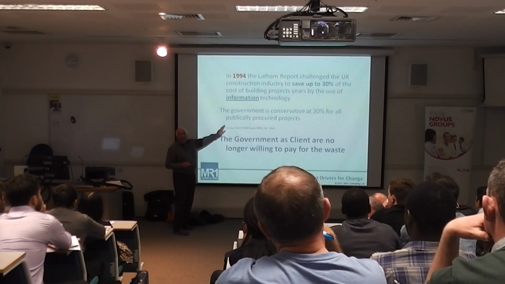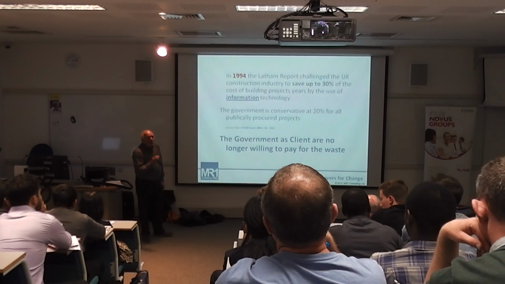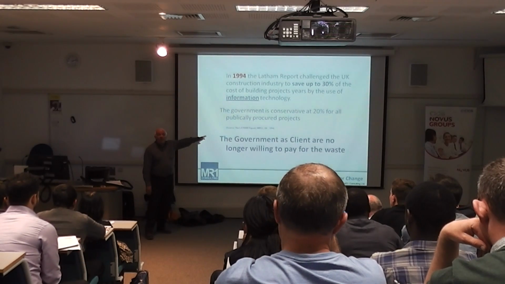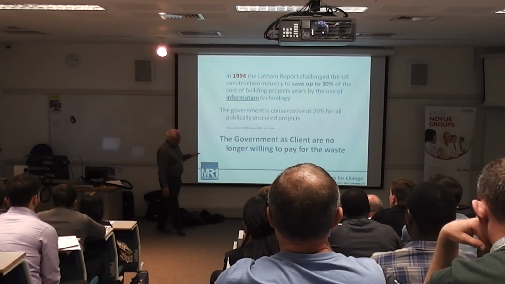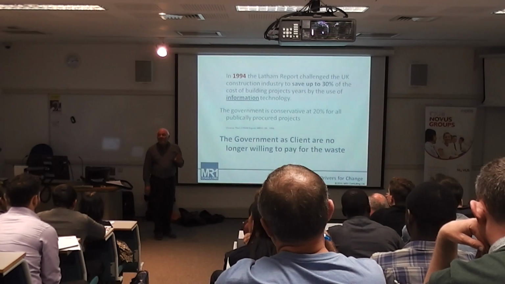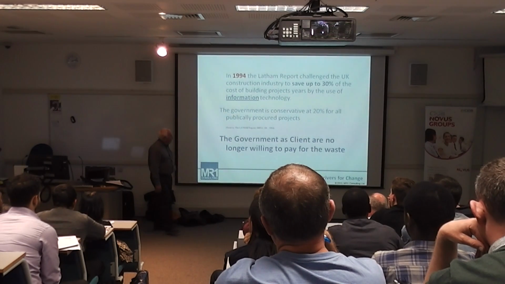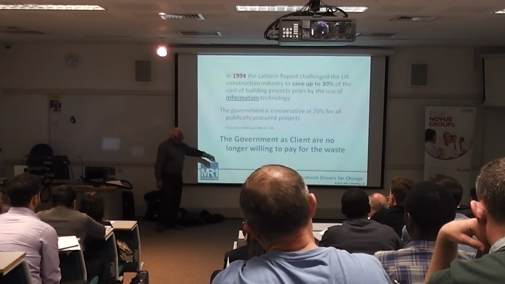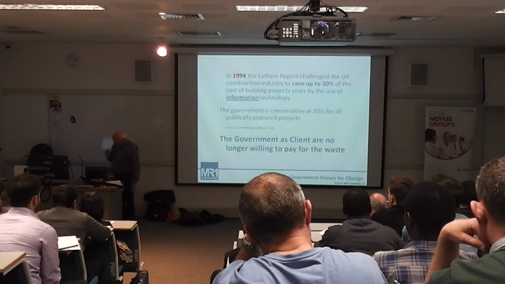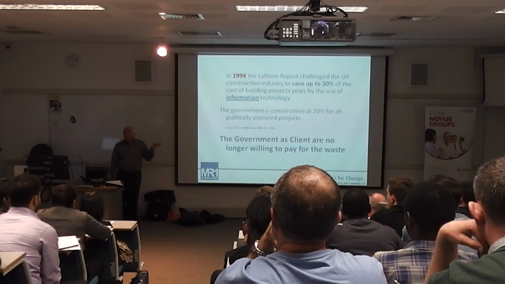So on all publicly procured projects by 2016, you must follow the processes that brought us to this position. And those processes are basically known as BS 1192-2007, and now the PAS 1192 Part 2. We will come back to those documents a bit later on. So the government as client, or as clients, are no longer willing to pay for the waste. And this is public money. Why should we be paying for our industry's incompetence?